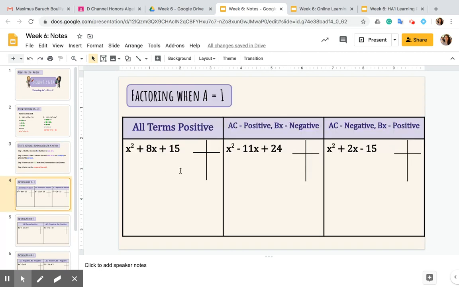A lot of that probably did not make sense as I explained it, but I'm going to try my best to refer to those steps as I do examples.